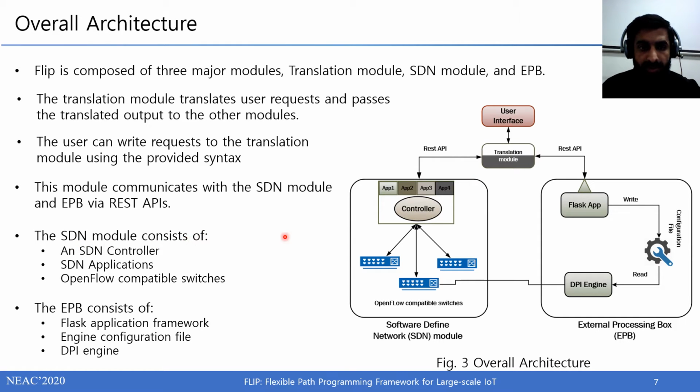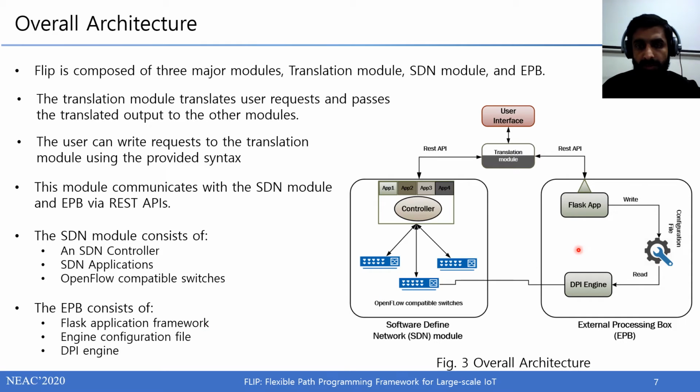The SDN module consists of an SDN controller, where we have some SDN applications running on top of it, which include the delay applications, the routing application, and an application to deal with the user requests. And then we have the OpenFlow compatible switches, the L3 switches.